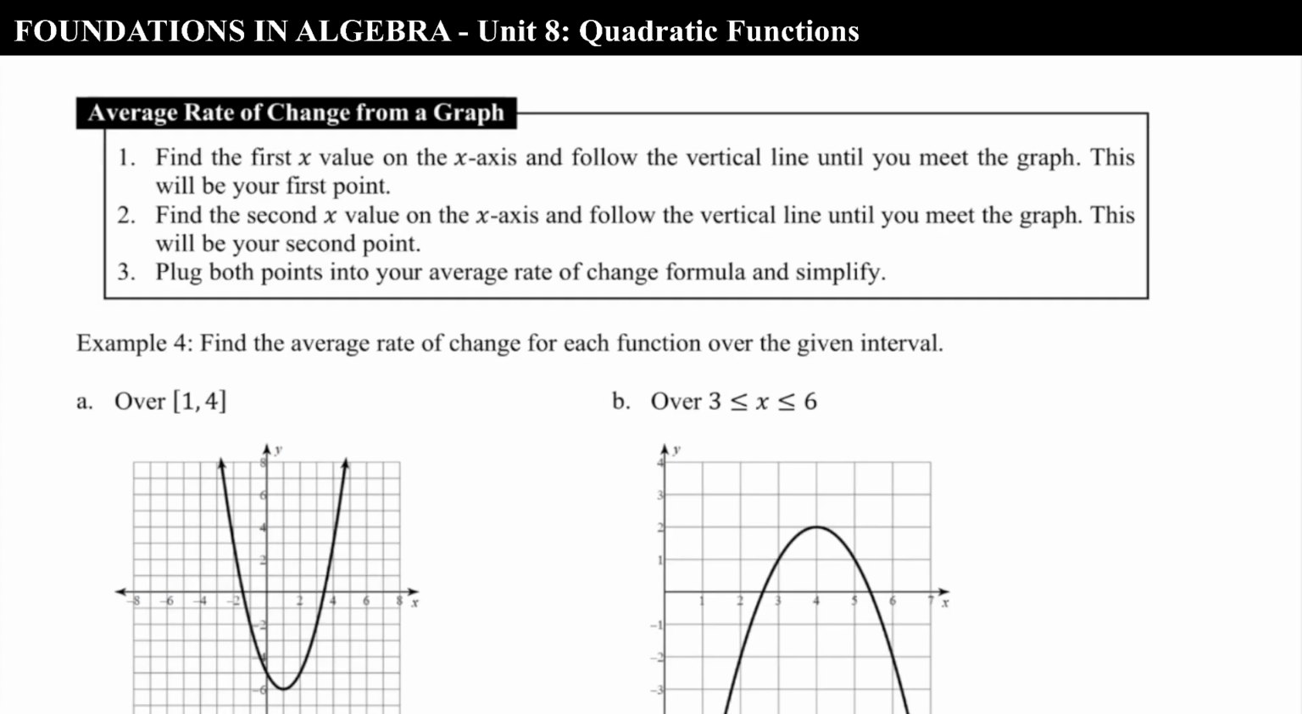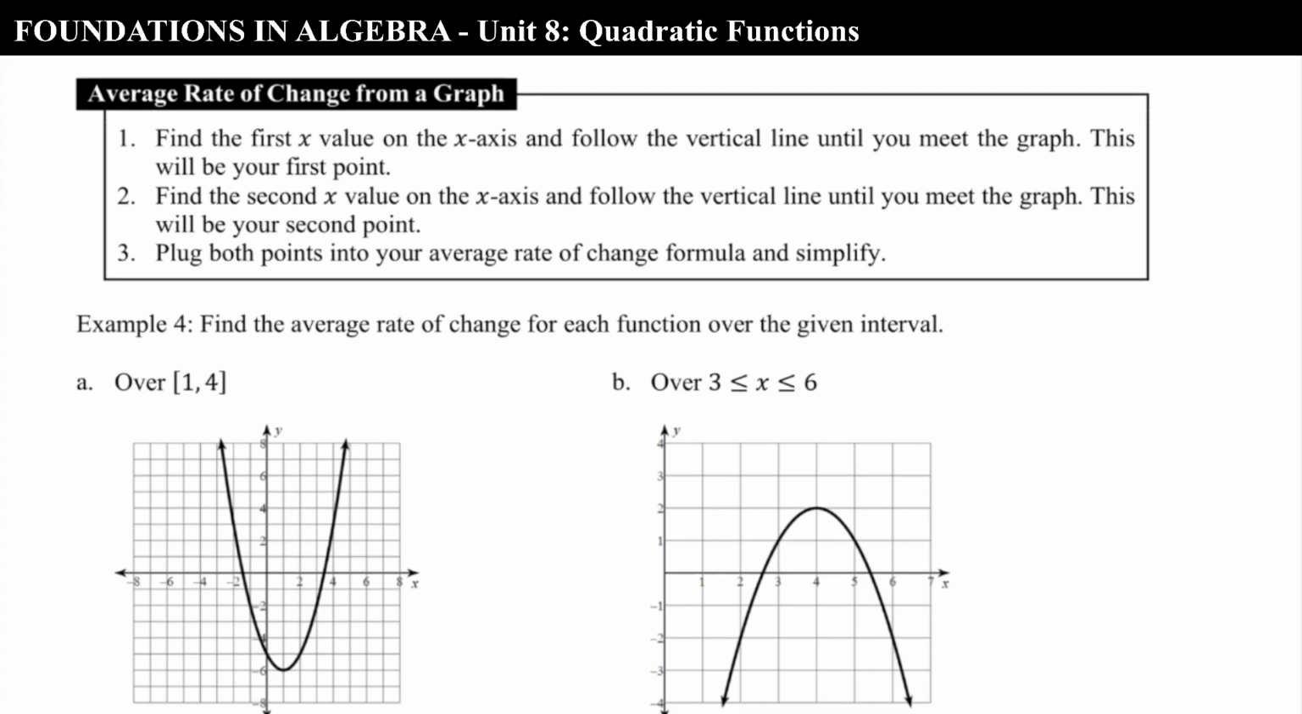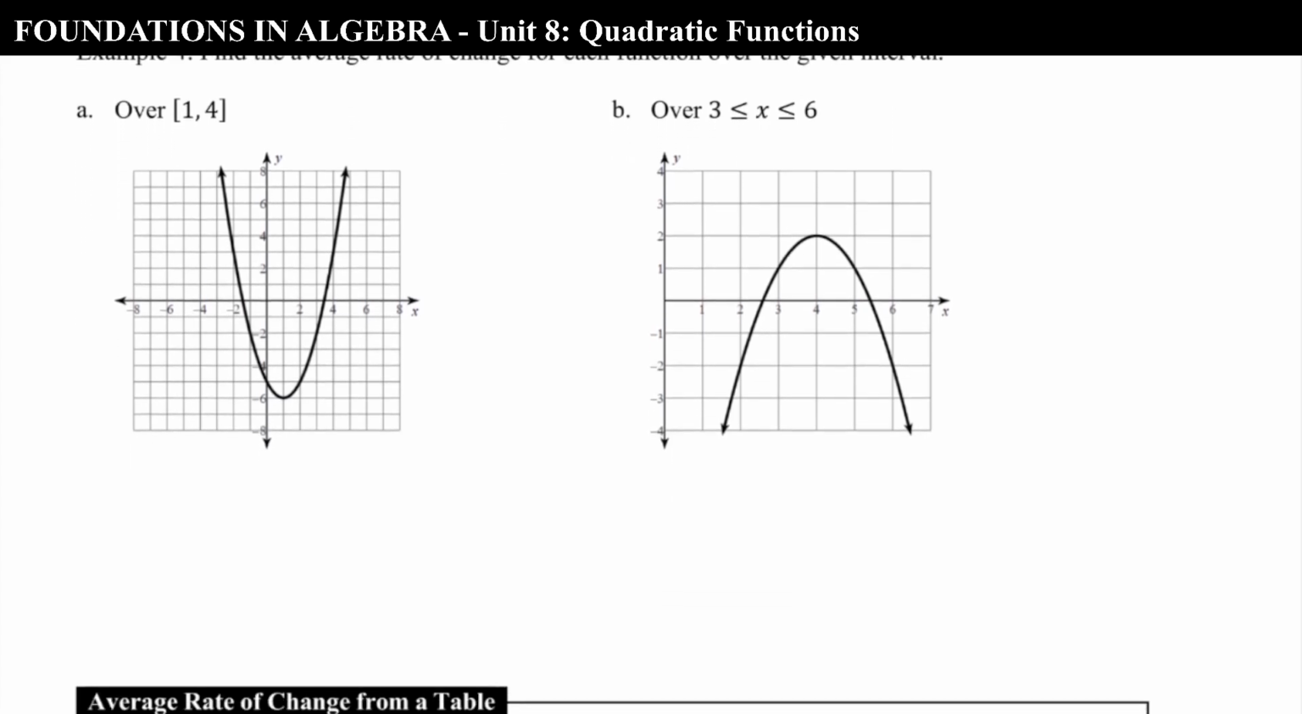Now let's talk about average rate of change from a graph. What you're going to do is take your x values and follow your x value up to or down to your graph, depending on if your graph is above or below at that x value. And then you're going to find the y that goes with it. And then you'll plug in your points into your average rate of change formula.